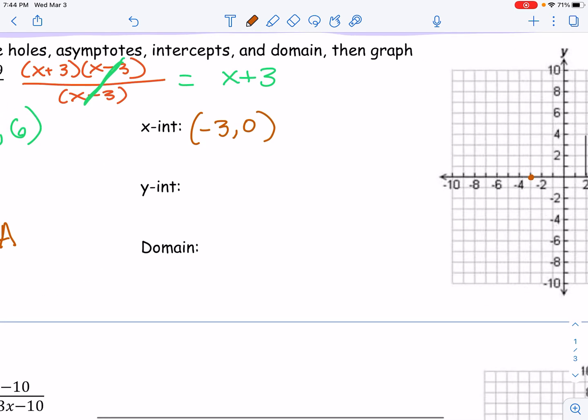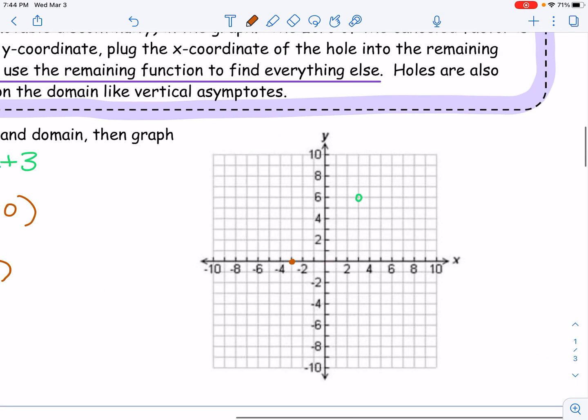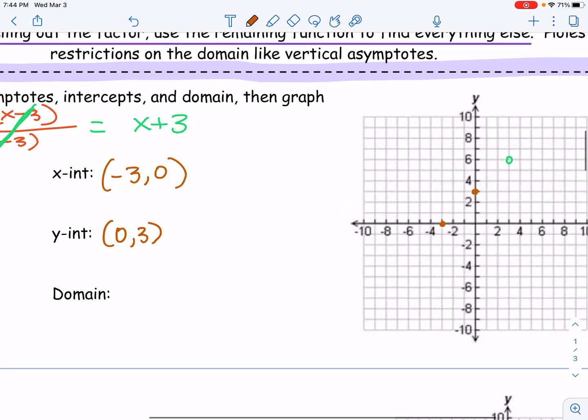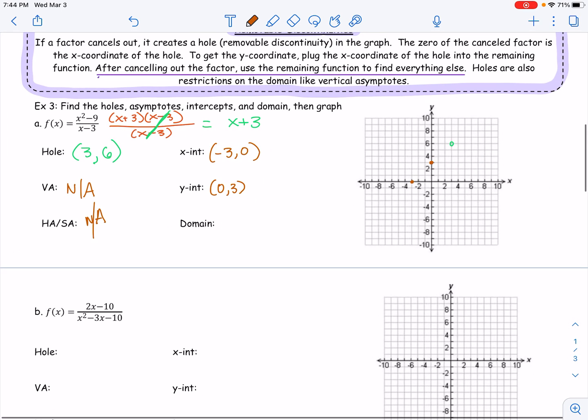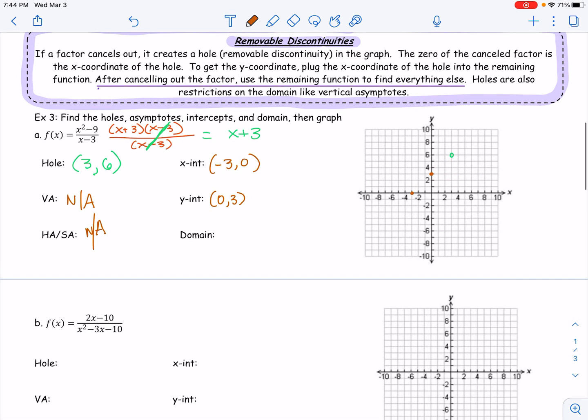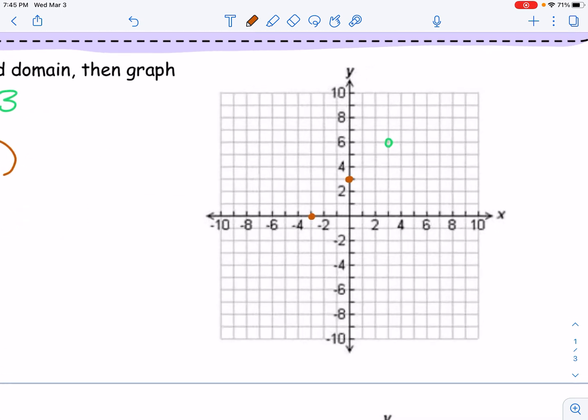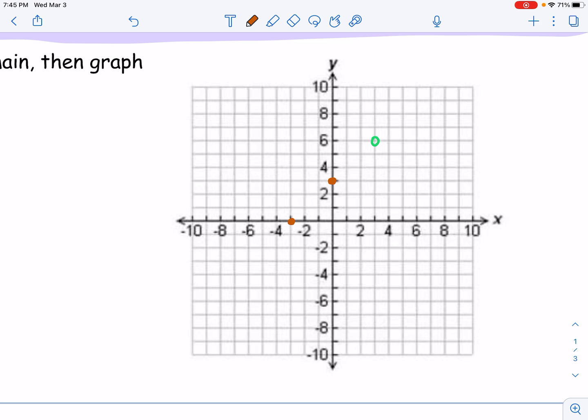How do I find a y-intercept? I plug in 0 for x. 0 plus 3 is 3. Okay. Now, if I have to graph this, I should be able to graph x plus 3 without using the information I just found, but it will confirm x plus 3 has a y-intercept of 3, a slope of 1.